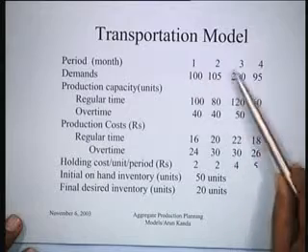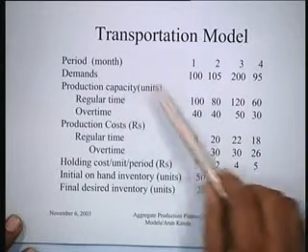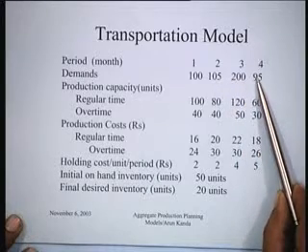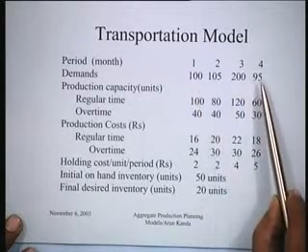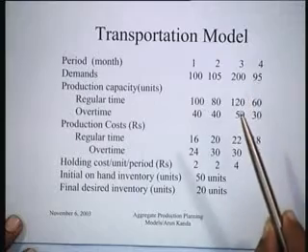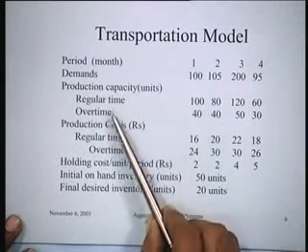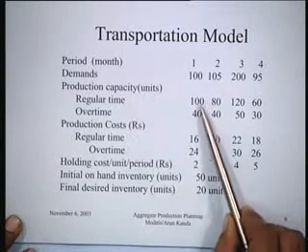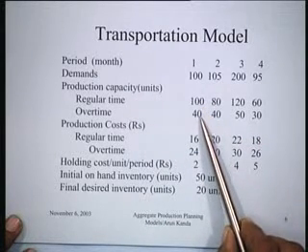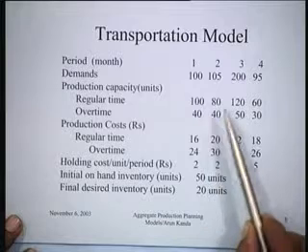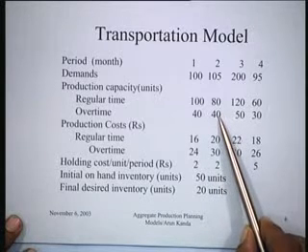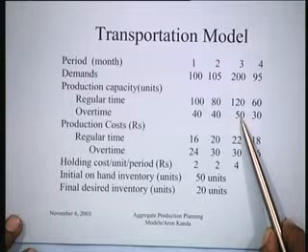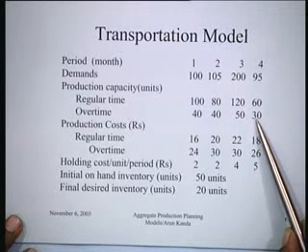There are 4 months, 1, 2, 3, 4. Let us say that the forecast of demand during these 4 months are 100 units, 105, 200 and 95. So demand is obviously fluctuating, and we have these forecasts of demand. The regular time capacity and the overtime capacity is given to us. For instance, in number of units, we can produce 100 items on regular time and 40 on overtime. 80 on regular time, 40 on overtime in the next period. 120 on regular time, 50 on overtime. 60 on regular time, 30 on overtime.